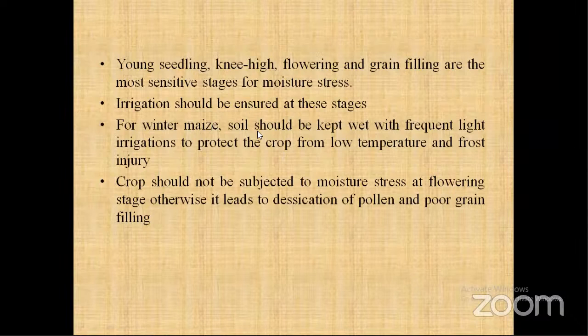For winter maize, means rabi maize, soil should be kept wet with frequent light irrigations, so we can protect the crop from low temperatures and frost injury. And the crop should not be subjected to moisture stress at flowering stage also. We have discussed earlier, high temperature should not prevail at flowering stage because it interferes with pollination and leads to poor grain filling. At flowering stage, moisture stress also should not be present. It also leads to the desiccation of pollen and poor grain filling, which ultimately reduces the yield.